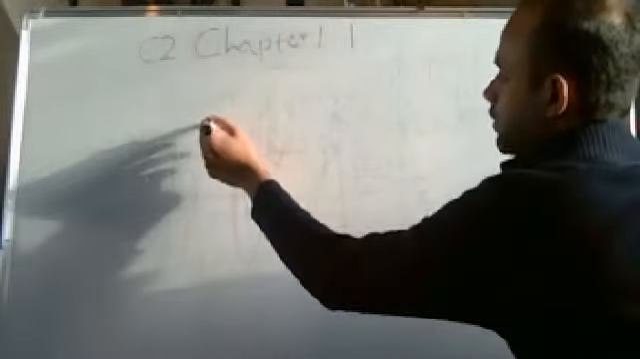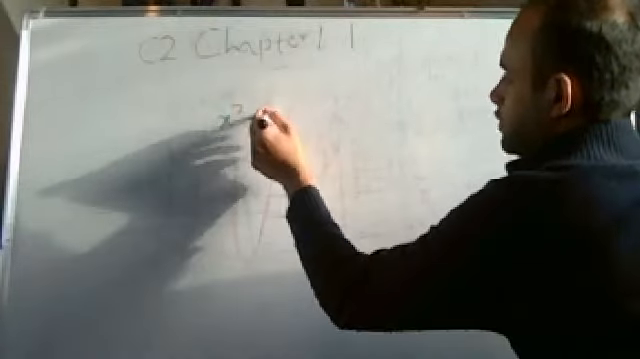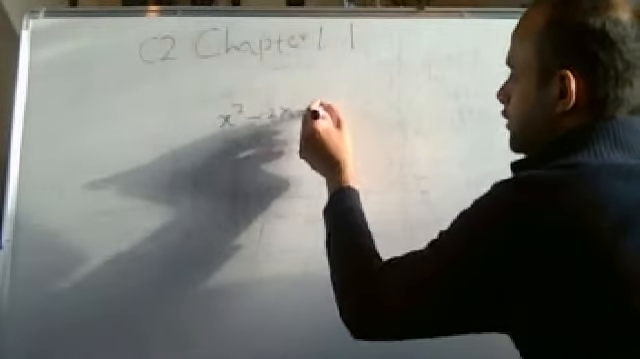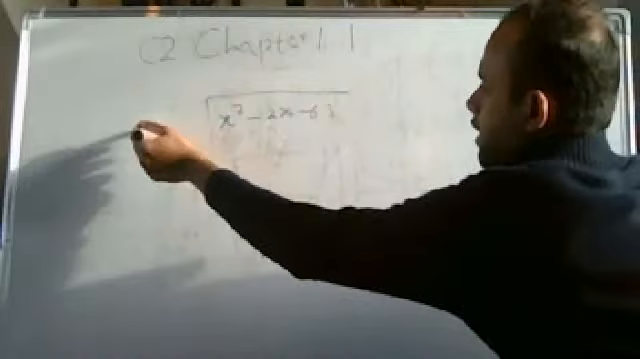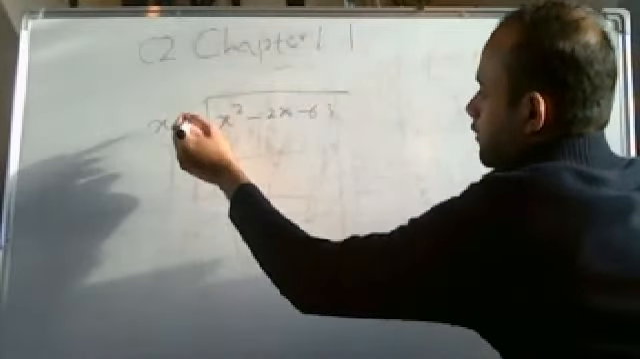Okay, so I'm going to do algebraic division in this video. So let's do a simple algebraic division question. Let's say we divide x squared minus 2x minus 63 by x plus 9. Okay? So let's see what happens. This is very simple.